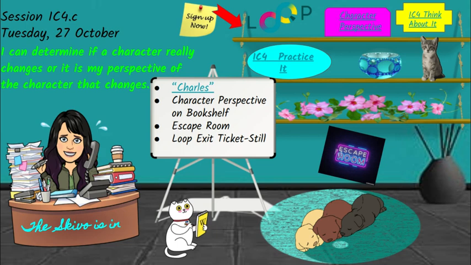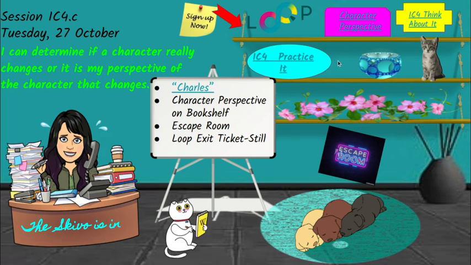Today, we're going to read a quick story called Charles and talk about character perspective. You'll see on the bookshelf today, you will have an activity for character perspective. You will see the IC4 practice, which is where the short stories are. I would like for you to read another short story, and practice looking at your perspective on the story and determining whether it is your perspective that changes or whether it is the character who actually changes.